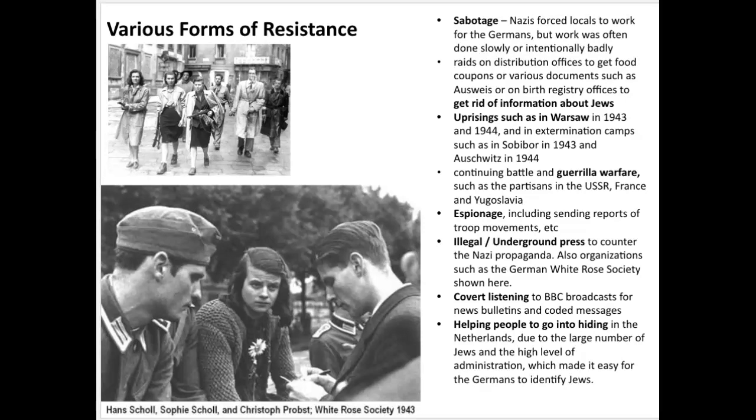Also, there was an illegal or underground press that countered Nazi propaganda. Organizations such as the German White Rose Society that you see here are an example of this. Covertly, people could listen to the BBC broadcasts for news bulletins and coded messages from outside Nazi Germany. And then in the Netherlands, perhaps made famous by the Anne Frank story, right? Helping people go into hiding was important due to the large number of Jews and the high level of administration, which made it easy for Germans to identify who Jews were. So there's various resistance. All is not lost.